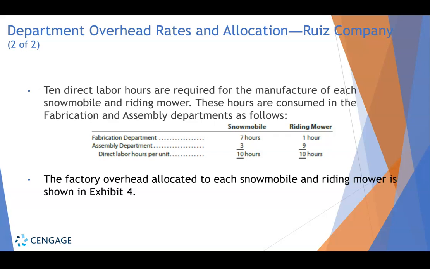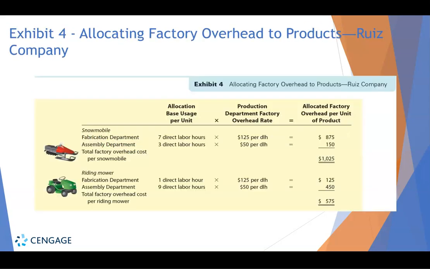So when we're talking about snowmobiles, the snowmobile is in the fabrication department for 7 hours and in the assembly department for 3 hours. Now it still has a total of 10 hours, but you can see now how by having multiple overhead rates, it might fare better. The riding mower also has 10 hours, but the fabrication department is just 1 hour, where the assembly department is 9 hours. So as you see on this slide, each snowmobile is allocated $1,025 of total factory overhead costs, but the riding lawnmowers are only allocated $575 of factory overhead cost when we handle it in this fashion.